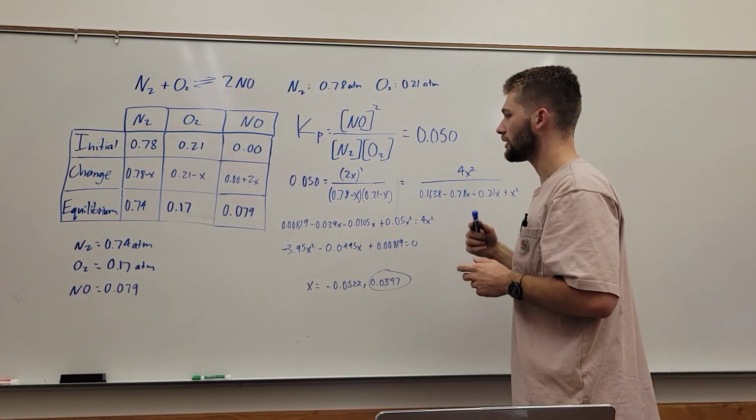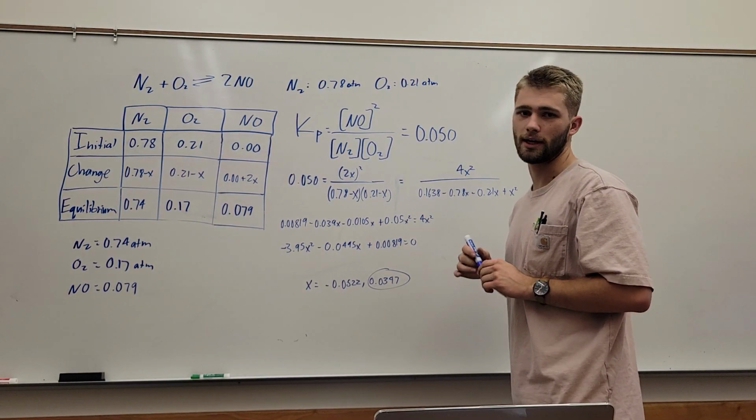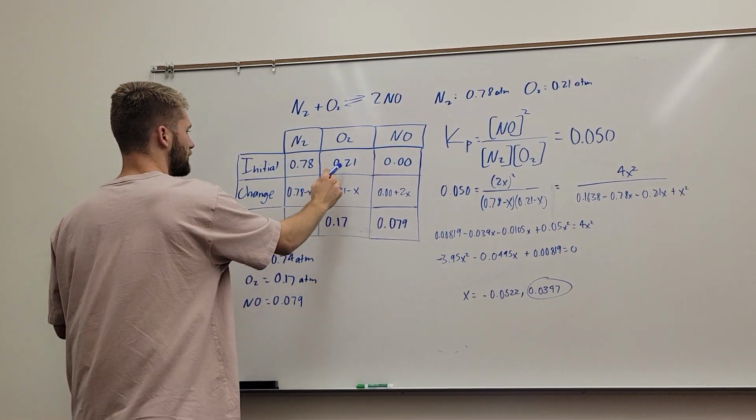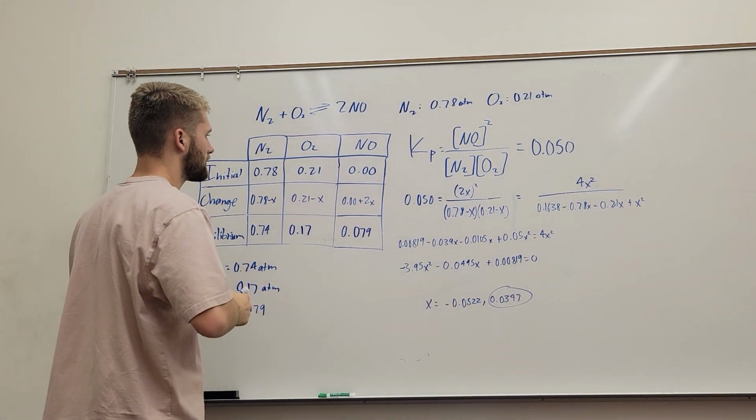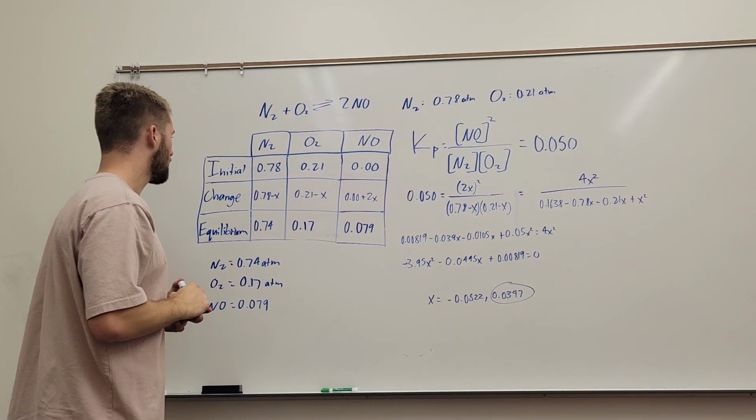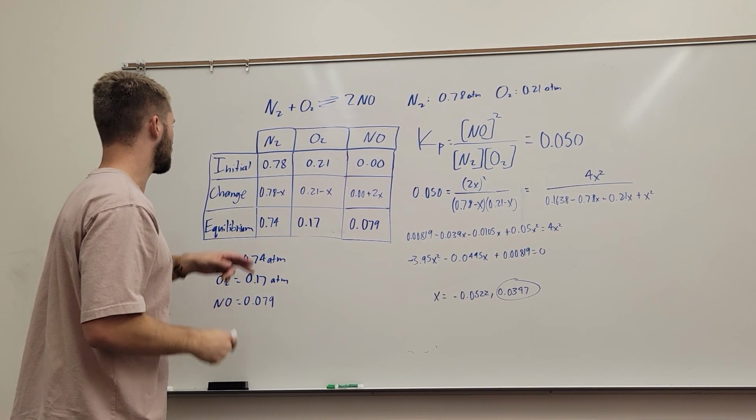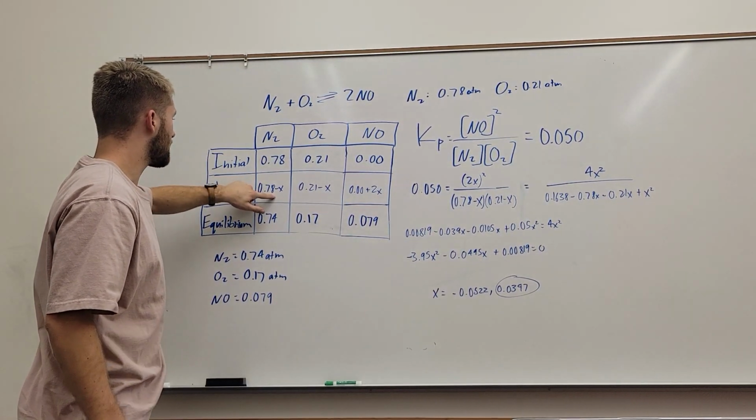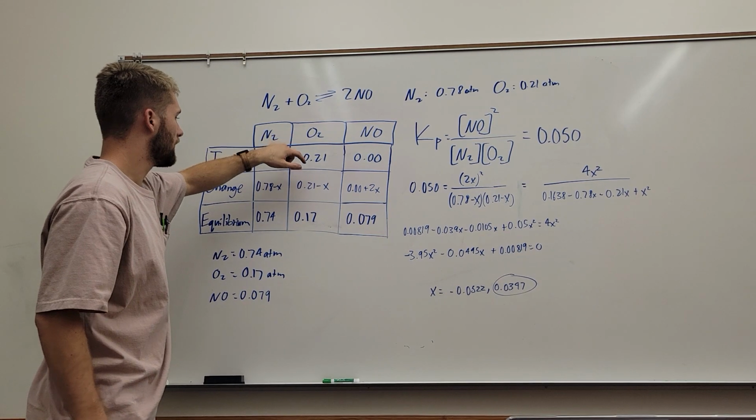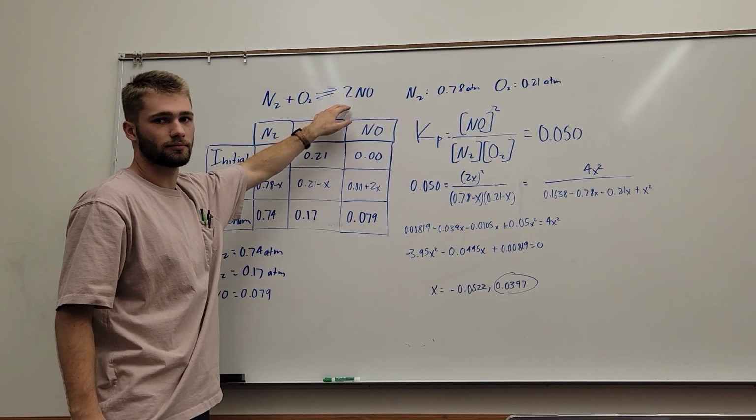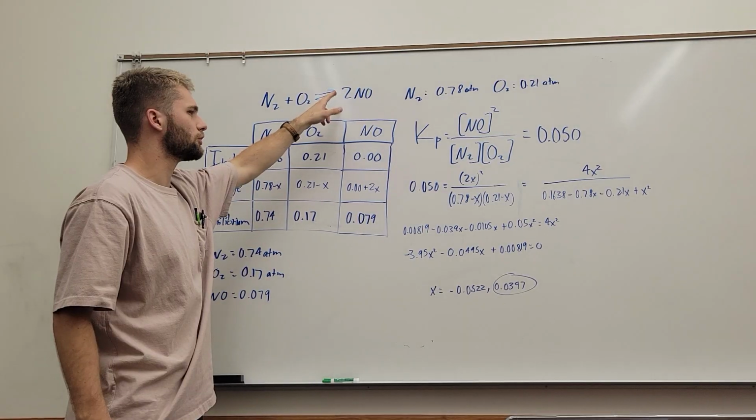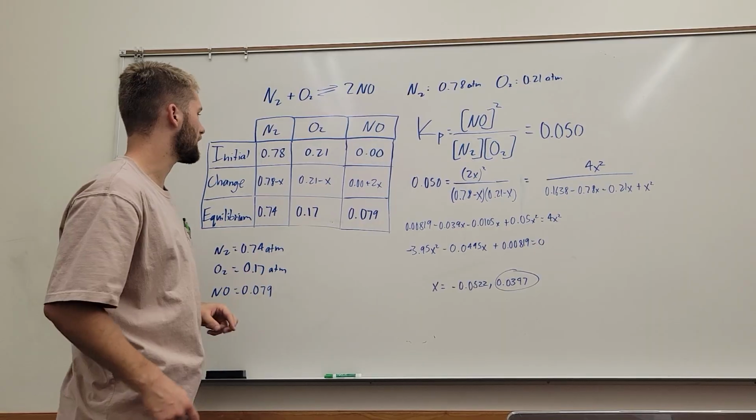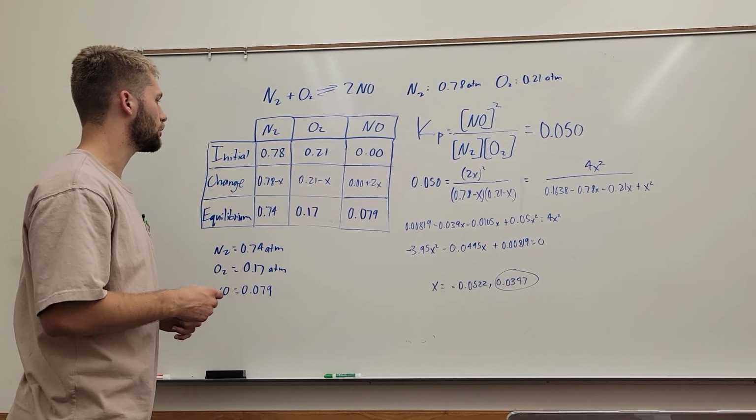Now, using these values, we can construct an ICE table. For our initial values, as aforementioned, we have 0.78 here, 0.21, and we'll assume that nitrogen monoxide is starting at a concentration of 0. For the change, we look at the stoichiometric coefficients. These are going to react, so we'll have minus x for the 1, minus x for the 1, and then they're going to form twice as many, 2 nitrogen monoxides. So the stoichiometric coefficient here gives us 2x. So minus x, minus x, plus 2x.